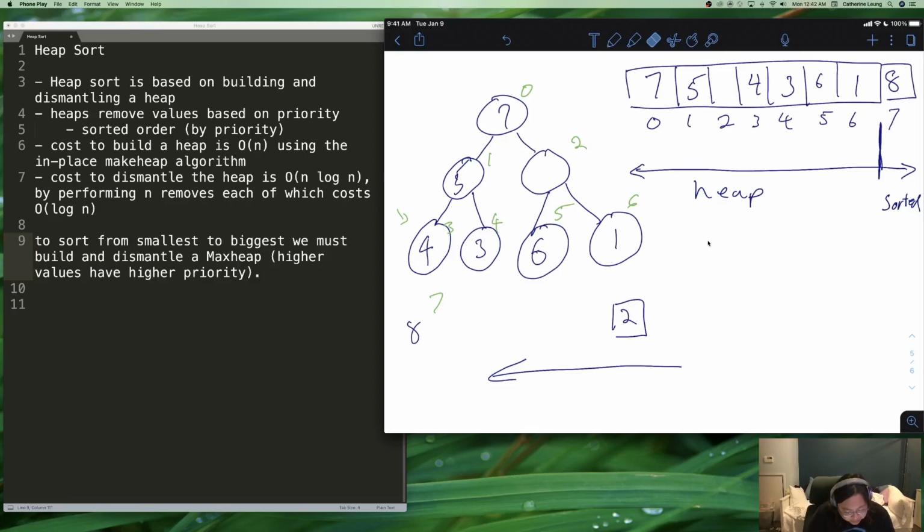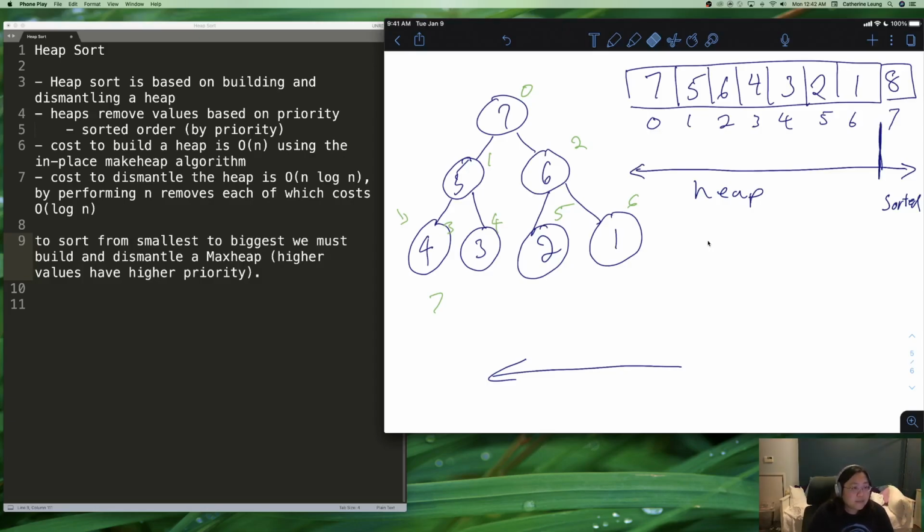So can I put the 2 there? The answer is still no. 6 is higher priority, so move the 6 up. And then now this is a leaf node, so of course you can take the value, put it in, and we're done. And that gave us our first element in our sorted array.